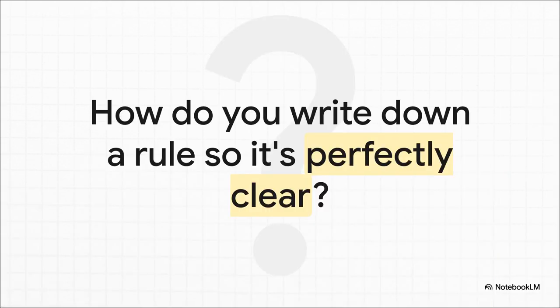So, let's just start with a little puzzle. I want you to think about all the limits and boundaries you bump into every single day. Like the minimum score you need to pass a test, or the maximum number of people allowed in an elevator. How do you actually write those rules down so there is zero room for confusion?